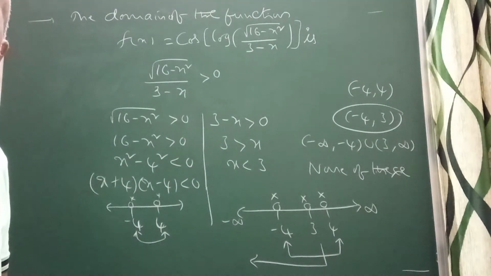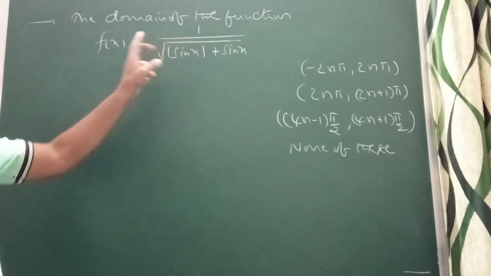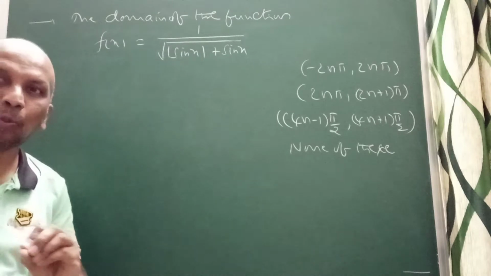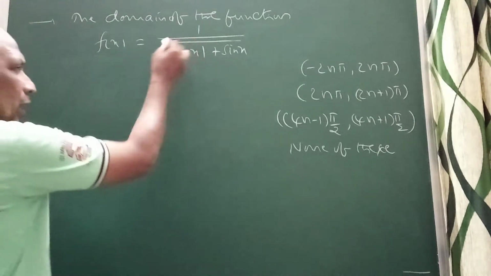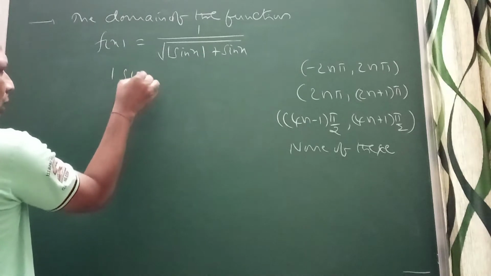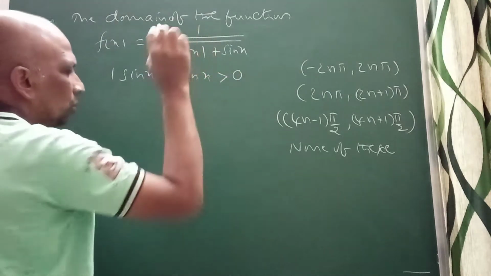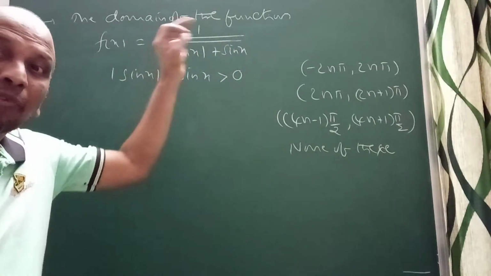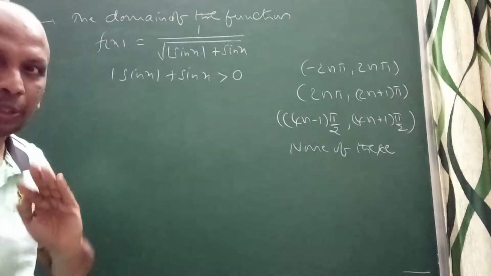Now I will do the next problem. See, in this problem they are asking the domain of the function f of x equal to 1 by root of (mod sin x plus sin x). It is a simple problem. Again under the root, I can write mod sin x plus sin x should be greater than 0. The sum of these two should be greater than 0, correct? Then only f of x will be defined. We can define this function only if this value is greater than 0.